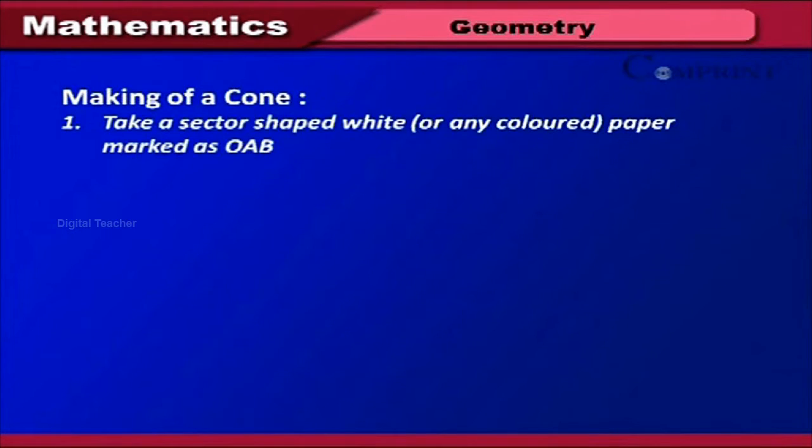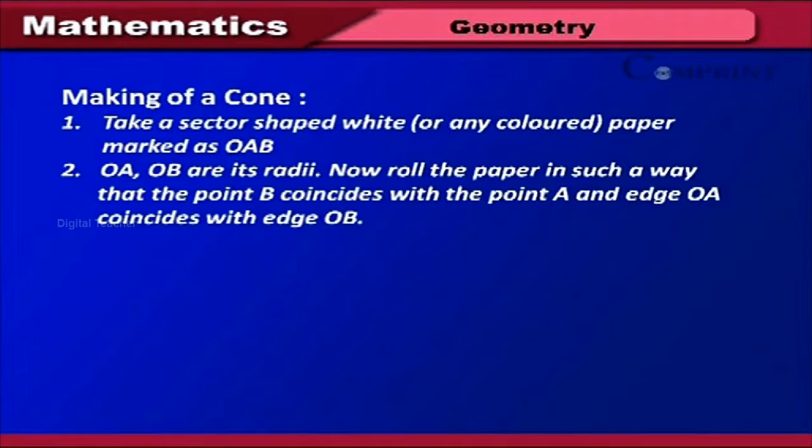Making of a cone. 1. Take a sector-shaped white or any colored paper marked as OAB.